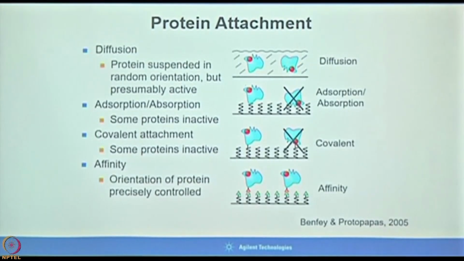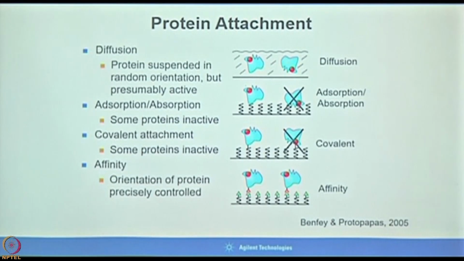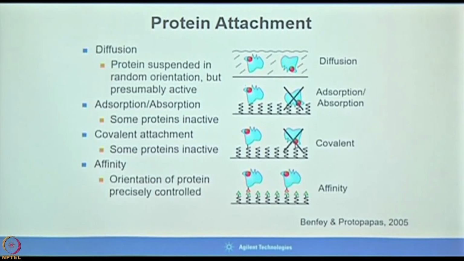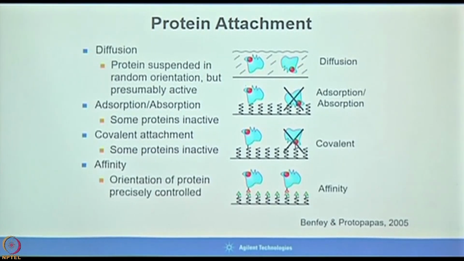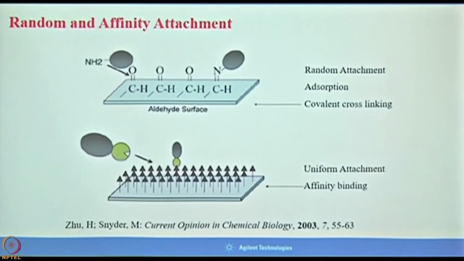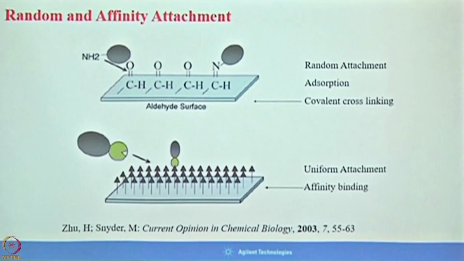On these slides we do the immobilization of the proteins. One way is diffusion, another way is absorption, then covalent bonding, and then affinity. So there are multiple ways you can immobilize the protein. This is one example of how you do the immobilization of protein by affinity binding. The top one is the covalent bonding, right? It makes the covalent bonding on the slide and immobilizes.